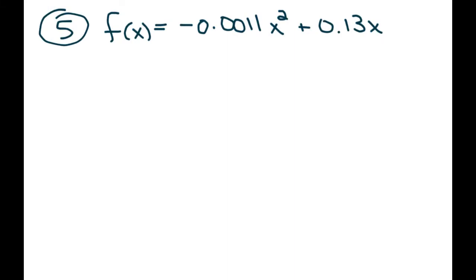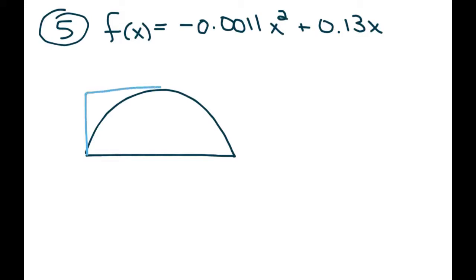Number 5, the Jiaozhou Bridge in China is the oldest known arch bridge dating to AD 605. You can model the support arch with the function f of x is equal to negative 0.0011x squared plus 0.13x, where x and y are measured in feet. Approximately how long is the section of the bridge above the arch? Just like in the last problem, here's the arch. They want to know the section of the bridge above it. So really what they're doing is they're creating a rectangle.